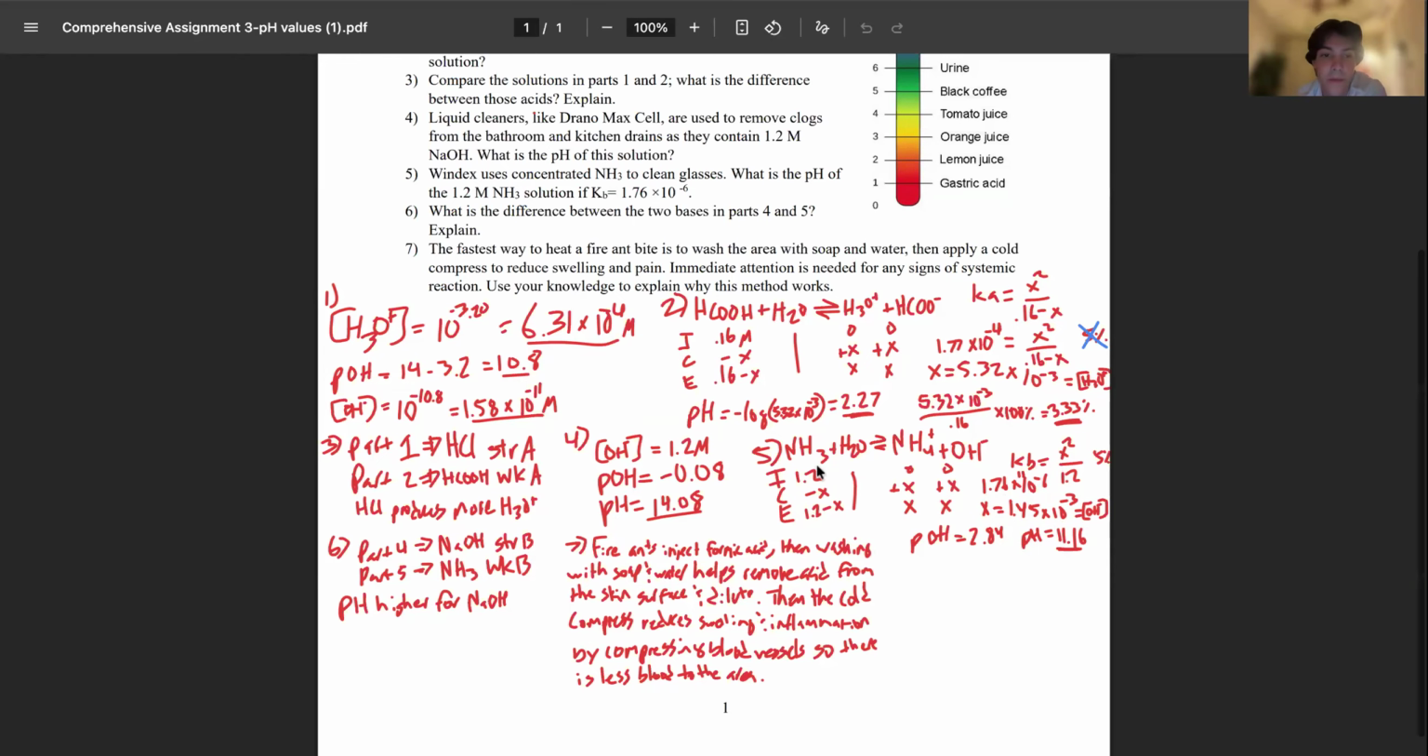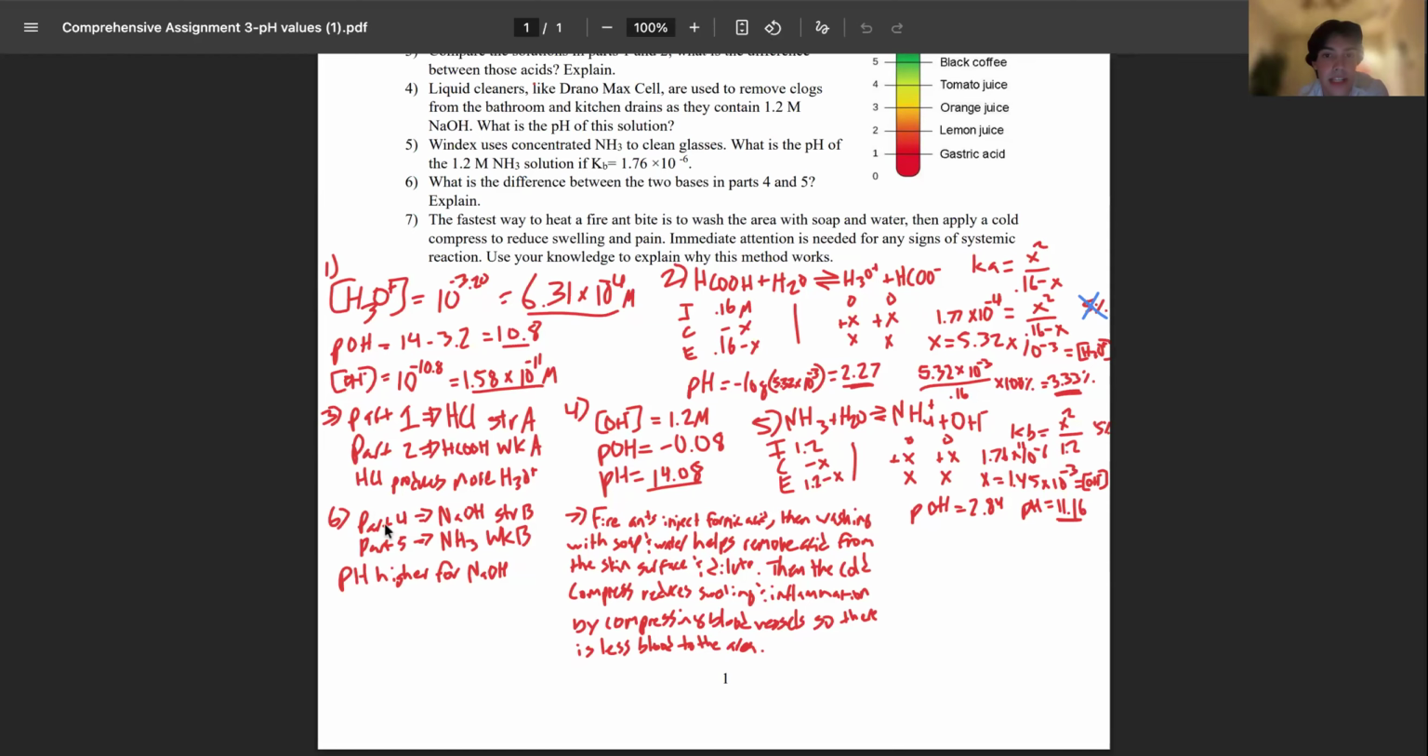And then question 6 is asking about the differences between the two bases. Part 4 mentions NaOH, which is known as a strong base, and part 5 is mentioning NH3, which is a weak base. Another thing I wanted to mention is that the pH is higher for the NaOH. As you can see, it was 14.08 instead of 11.16.